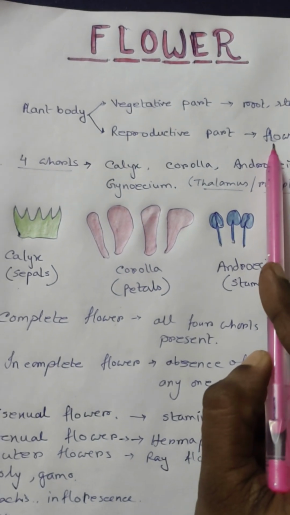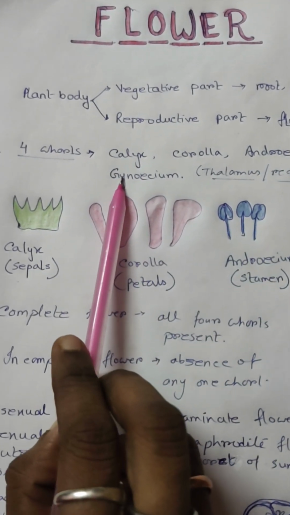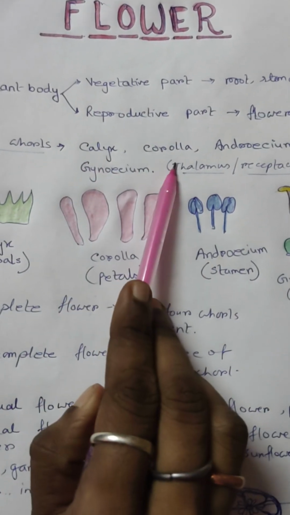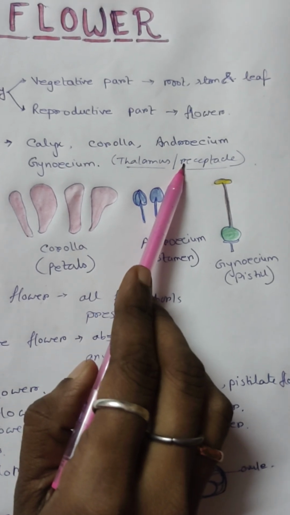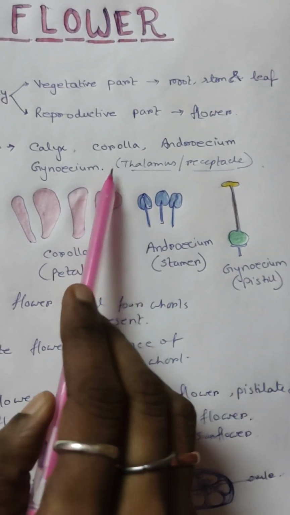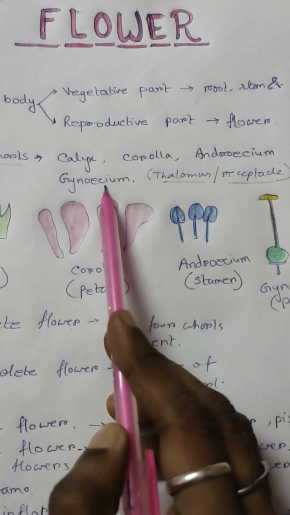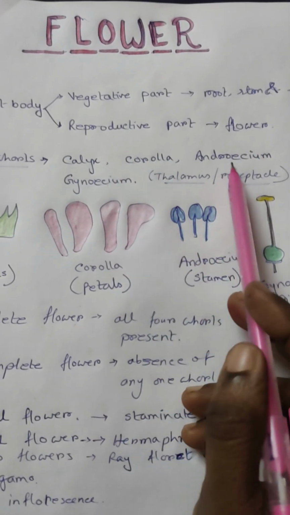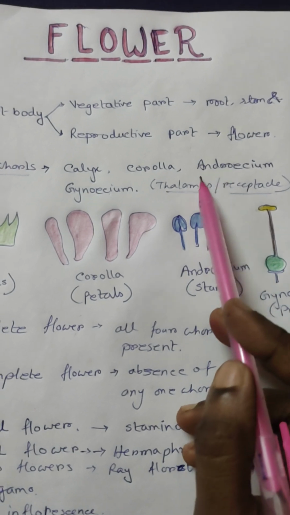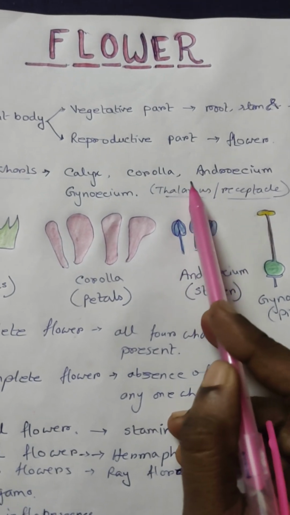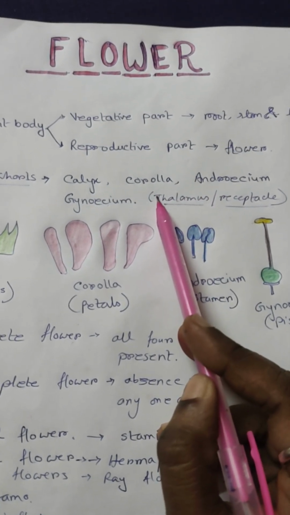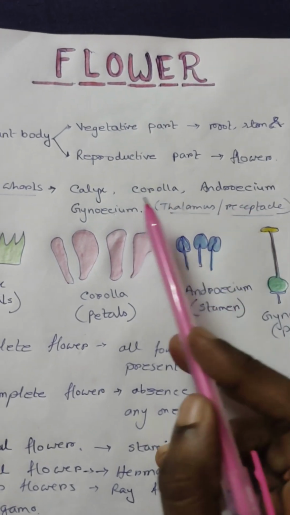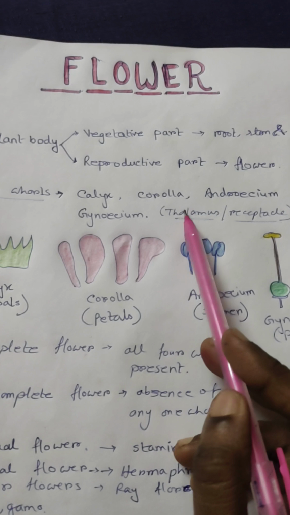So now I'm coming to the different parts of a flower. A flower has four whorls: calyx, corolla, androecium, and gynoecium. These are four different whorls a flower possesses. These four whorls are borne by a special structure called the thalamus. Thalamus is also called the receptacle. The receptacle holds these four different whorls.